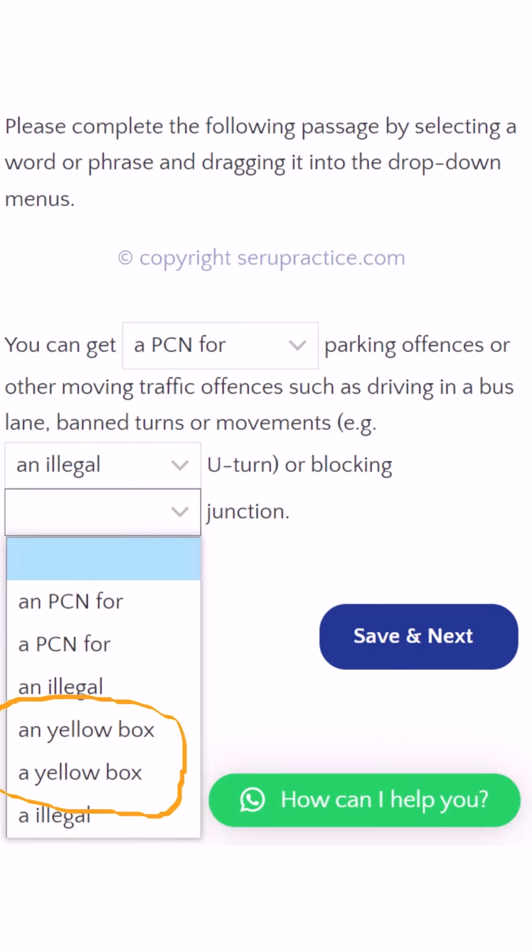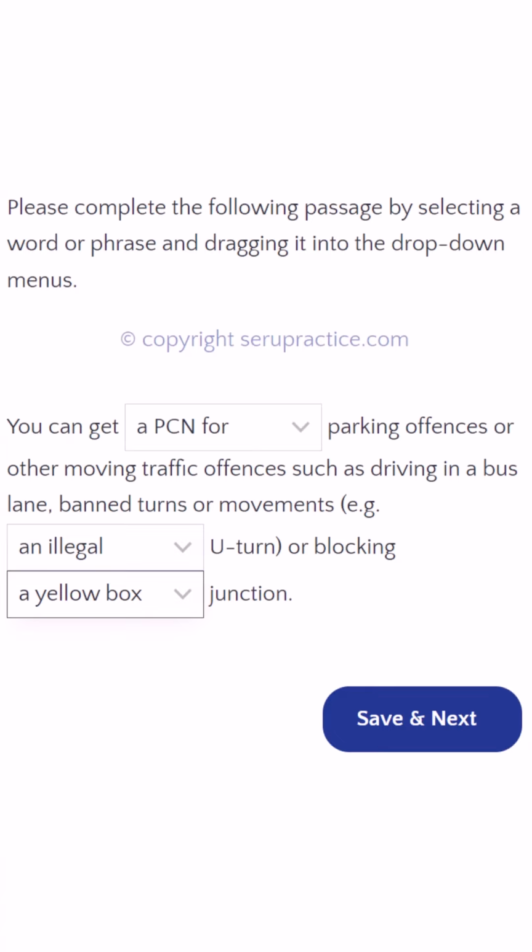And finally, what about these two? An yellow box, or a yellow box? Which of these two is correct? Looking at the first letter we have Y. Is Y a vowel? Now some students get this confused, they think Y is a vowel, however, Y is not a vowel. Therefore we would say, "a yellow box", not "an yellow box".